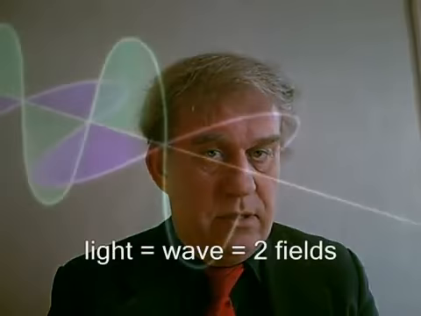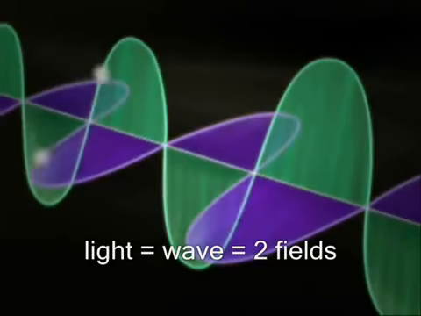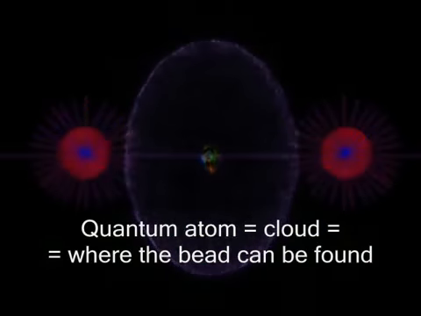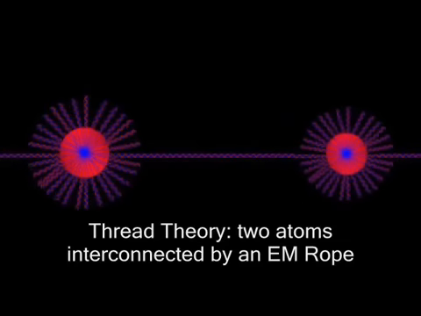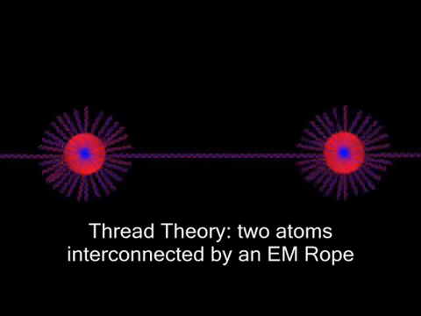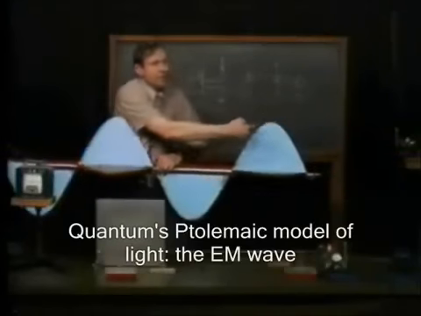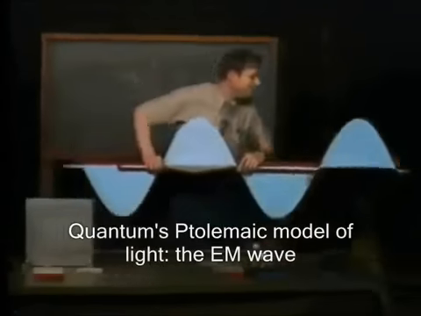In part 1 of the rope hypothesis, we compared and contrasted the quantum establishment's wave model of light and the cloud model of the atom against the respective thread versions. We saw how the scholars at universities all over the world still teach their students the Ptolemaic wave version of light. I have these oscillating electric and magnetic fields that are moving along at the speed of light.